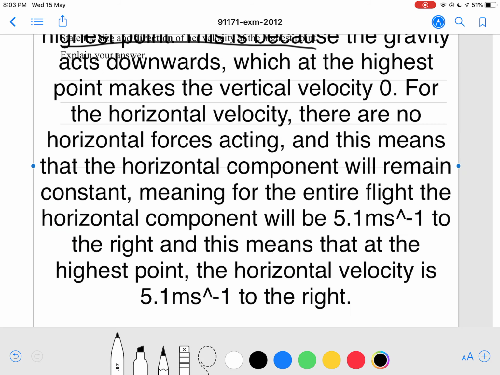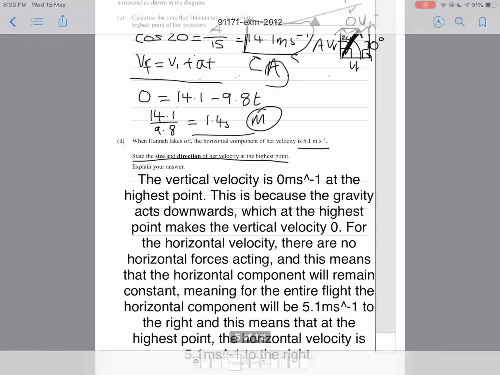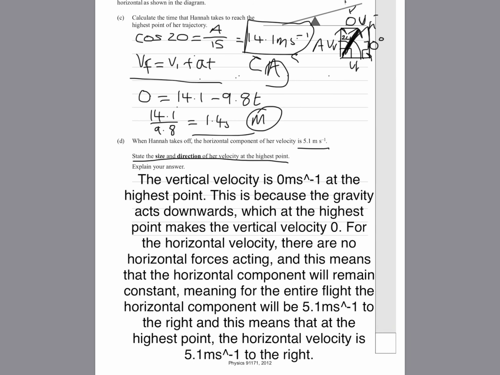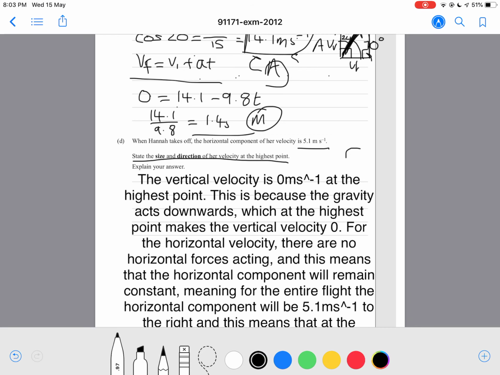Now that's pretty much your answer. It's not too complex. That's basically what you need. Pause the video now, read it, and make sure you understand what I'm talking about.